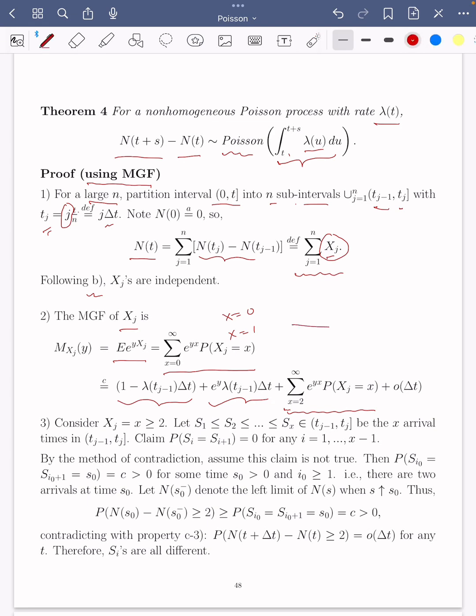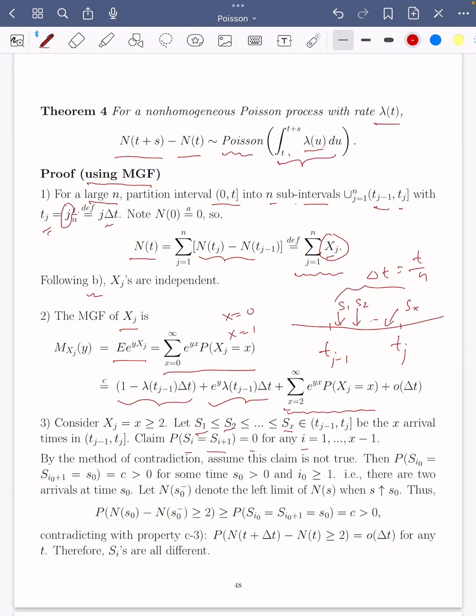So here's t_{j-1}, and this is t_j, and the width is equal to delta t, which is equal to T over n. And then we have s1 here, s2 here, and up to this s sub X here. And we claim that all of these arrival times, s1, s2, up to s sub X, are different. That is, the chance that S_i equals S_{i+1} is 0 for any i.